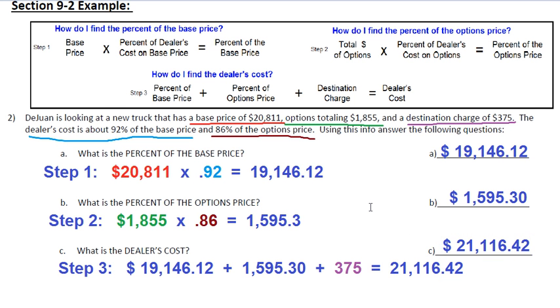And there you go. So there are all three steps for Section 9-2. If you need to, feel free to pause this video at any time and go back and review anything.